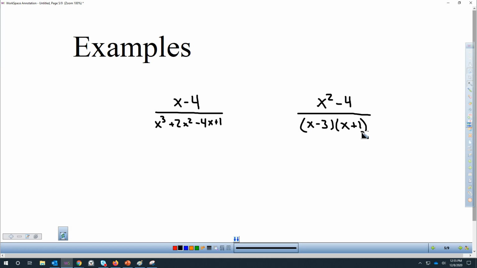You might be more familiar with it if we multiply it together. So we would do x times x and get x squared. We would do negative 3 times x and get negative 3x. We would do x times 1 and get 1x. And then negative 3 times 1 is negative 3. Now I can combine my like terms. The negative 3x and the 1x make negative 2x. So this is going to be x squared minus 2x minus 3. And so I could replace the bottom with this. It's the same thing.